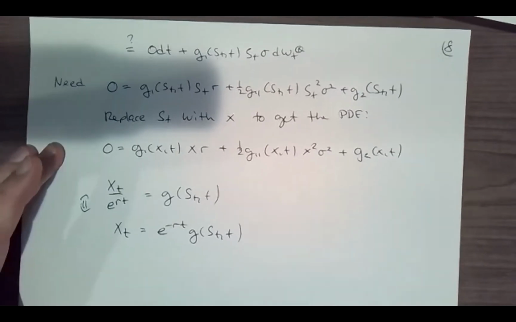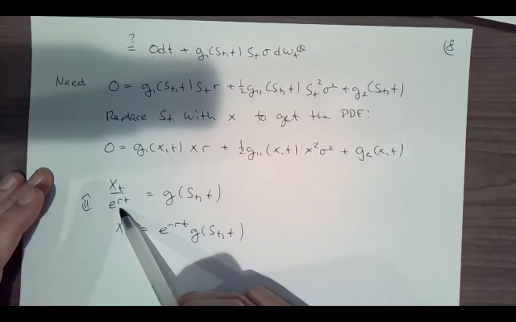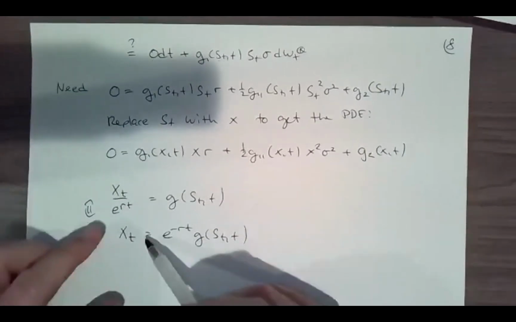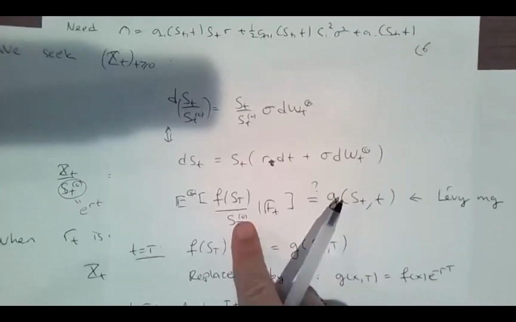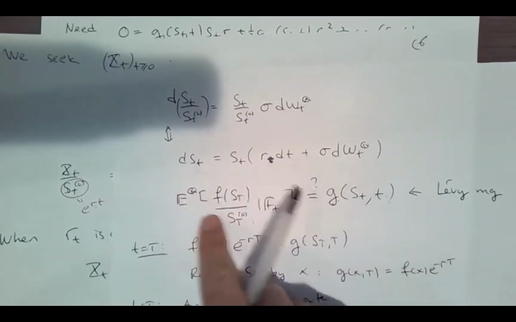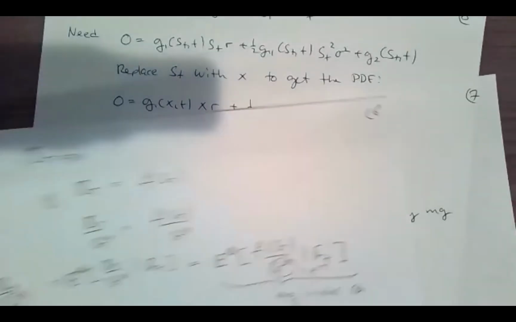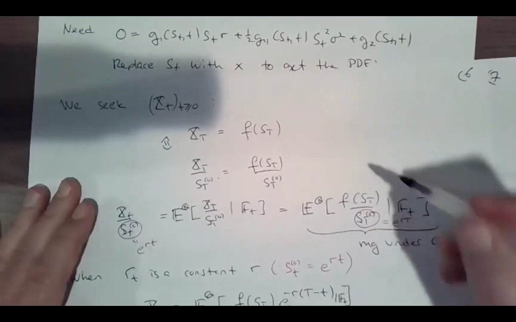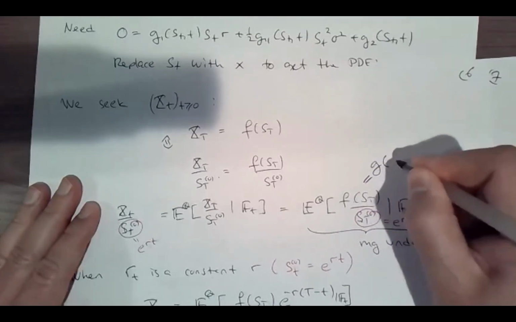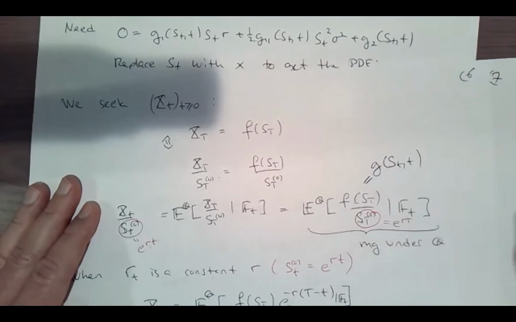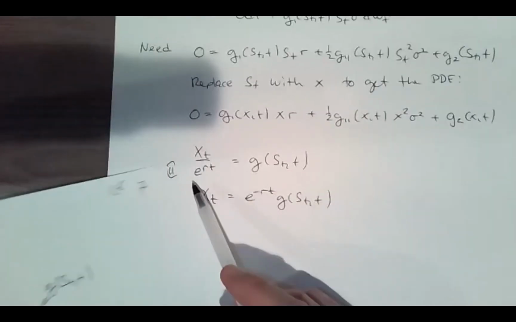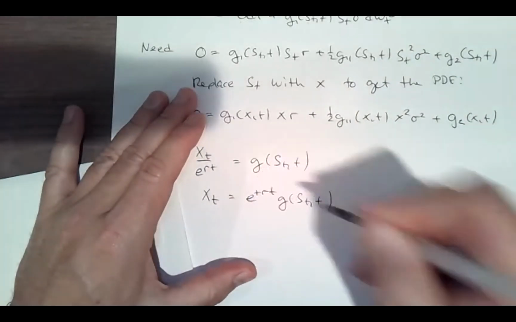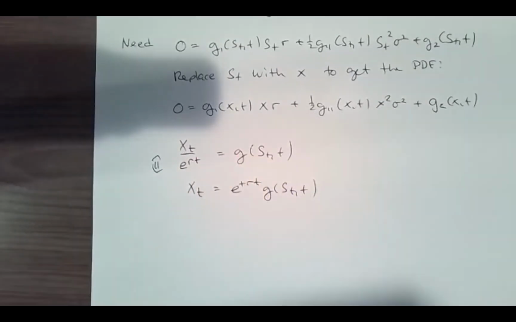Wait, is it negative rT? Is e to the negative rT? Did I mess up the signs here? Let me just check, what was it we had? So G is that conditional expectation here. That's the martingale. So G is here. Copy over. This one here was my G of S_T and T. That is x over e to the rT, x e to the rT. So now I see what you're saying. There should be a plus there. Move this one over there.